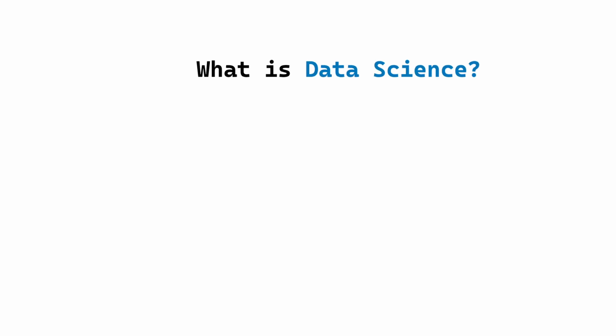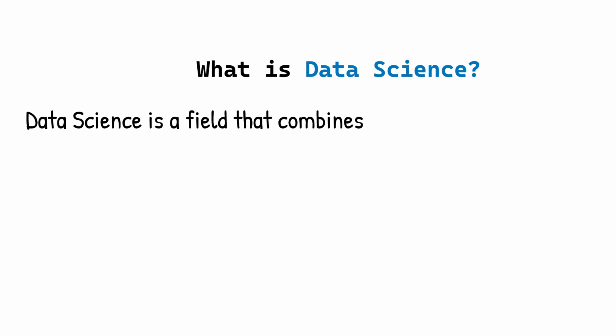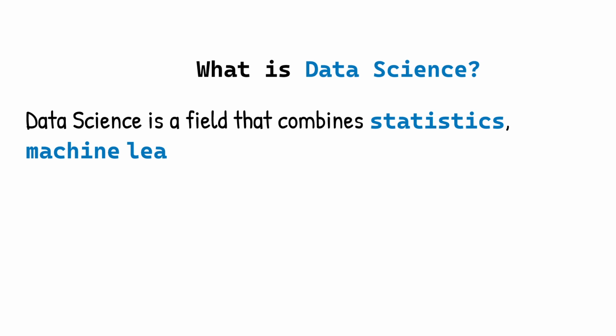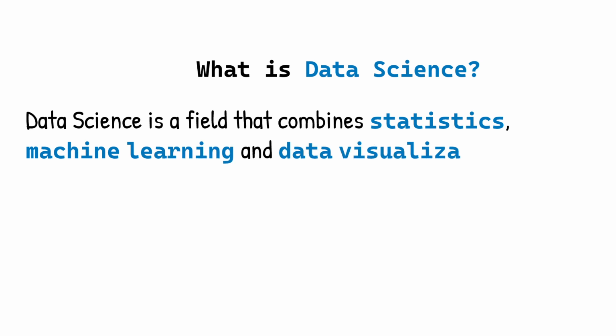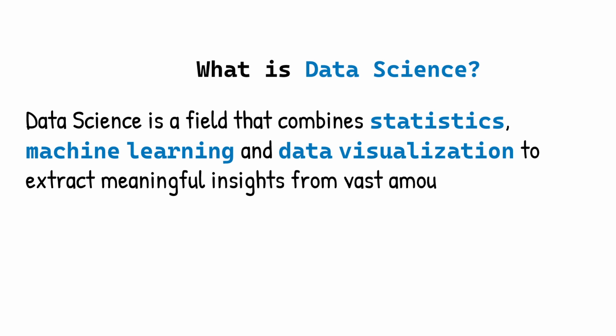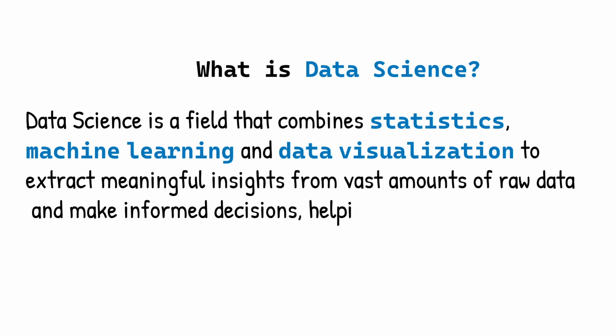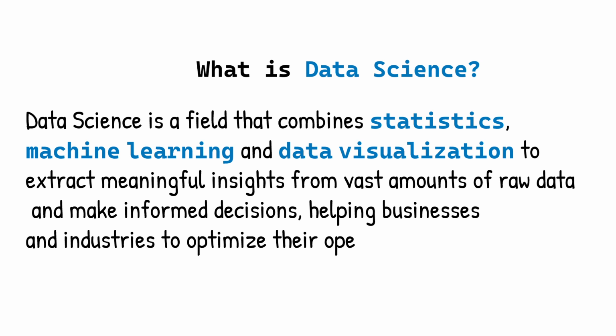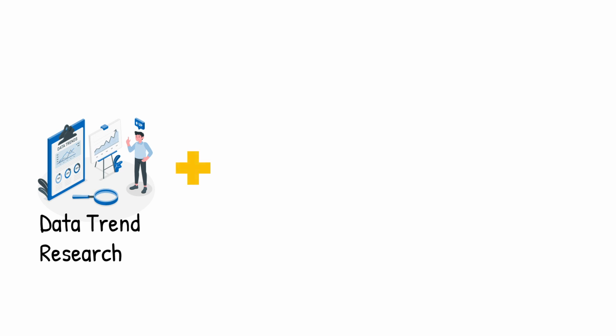The formal definition says, data science is a field that combines statistics, machine learning and data visualization to extract meaningful insights from vast amount of raw data and make informed decisions, helping business and industries to optimize their operations and predict future trends. In simple terms, data science is a process of identifying patterns and trends from existing data records of a company or market and use the pattern to predict things like supply, demand, customer requirements, new products, seasonal trends, etc.